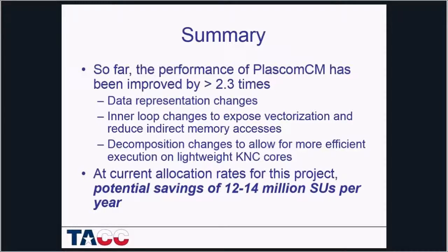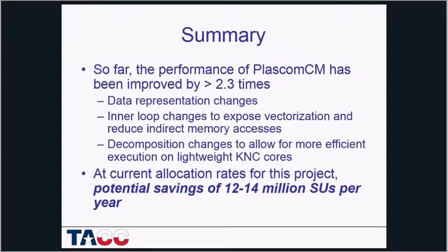And then we also changed the domain decomposition from homogeneous to heterogeneous so that we could execute more tasks on the Knight's Corner card. And this allowed us to achieve an additional 20% speed up over the changes we were able to achieve in years 1 and 2. And when you added all this up, you get that 2.3 times number. And what this translates to, given the current allocation rates for this project, is a potential service unit savings of 12 to 14 million service units per year.